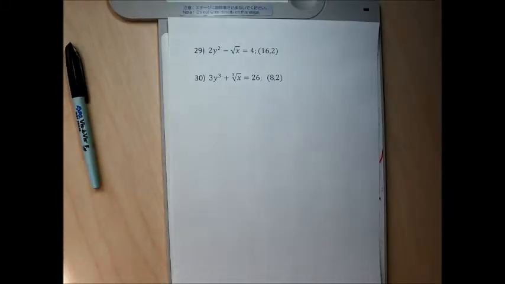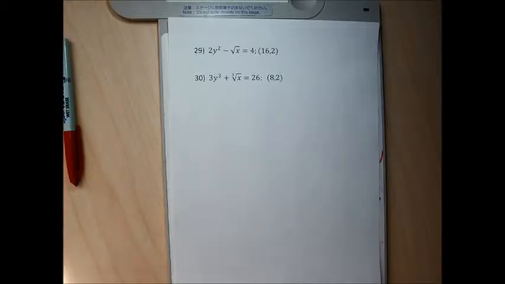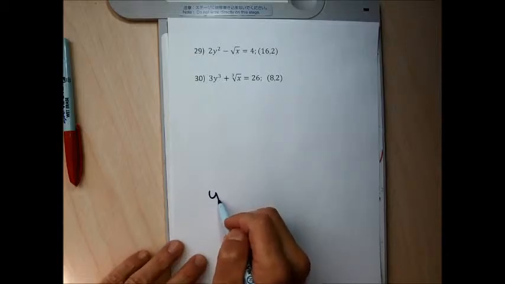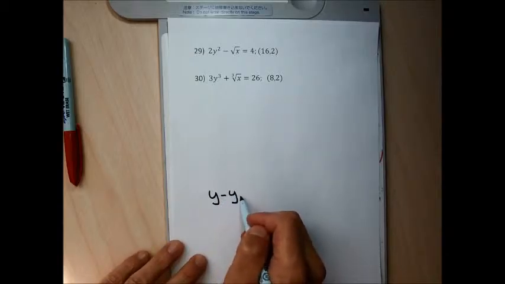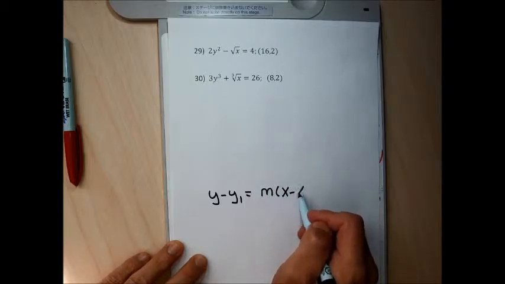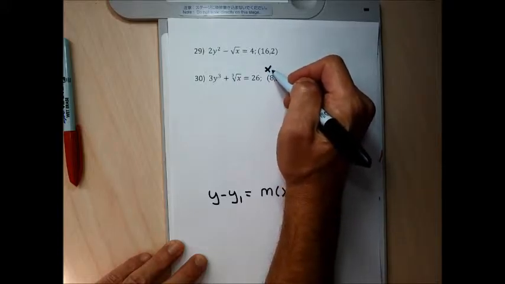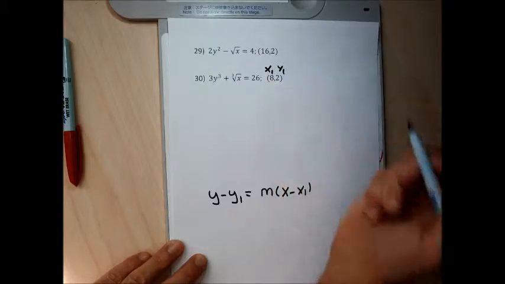Alright, so this is a cut and paste work for problem 30. I messed up the first time I did it, so let me try to do a better job this time. For problem 30, we're given a point and an equation, and we want to find the equation of the tangent line to our function. Of course, I know I'm going to use the formula y minus y1 equals m times x minus x1. And I know for x1, I'm going to plug in 8, and for y1, I'm going to plug in 2.